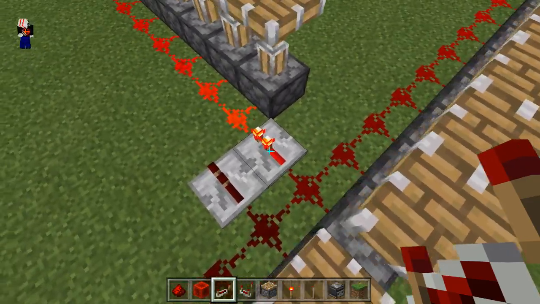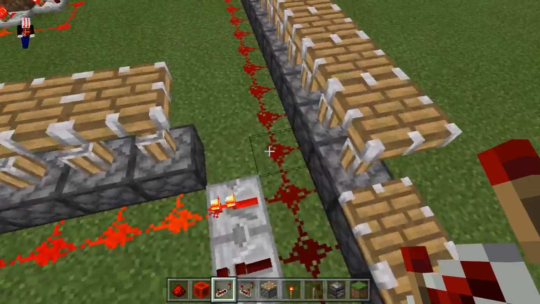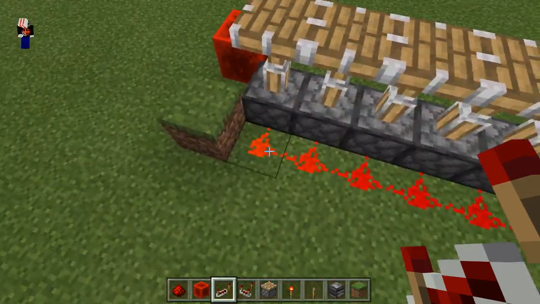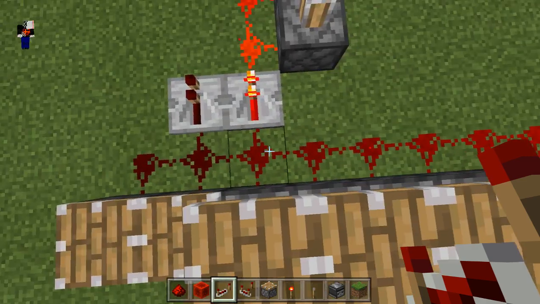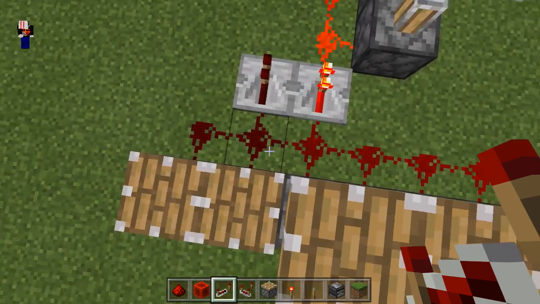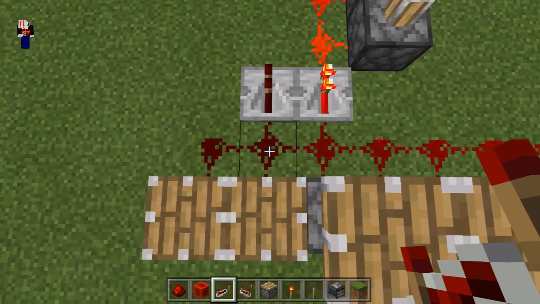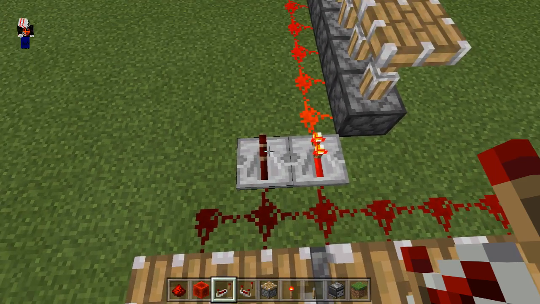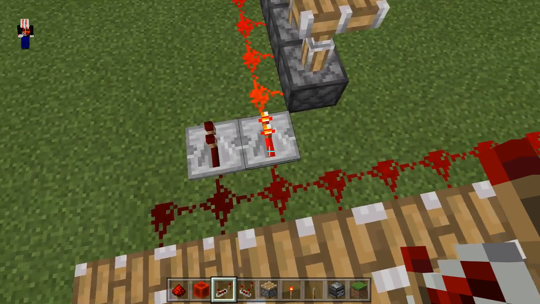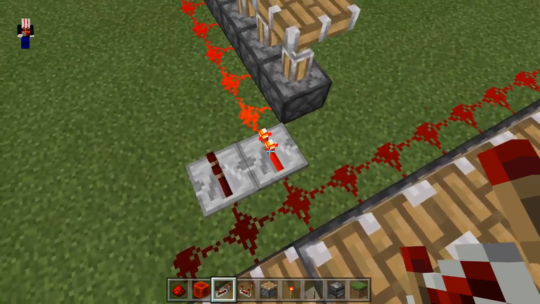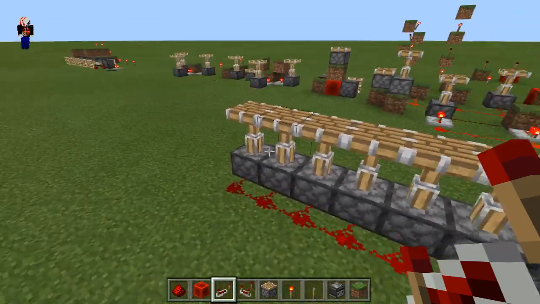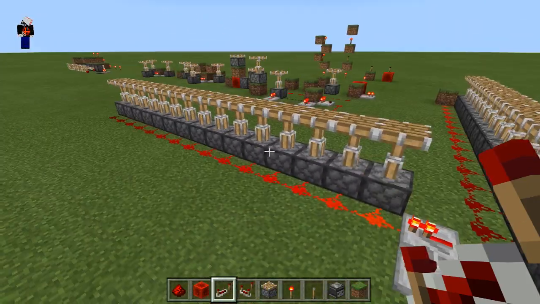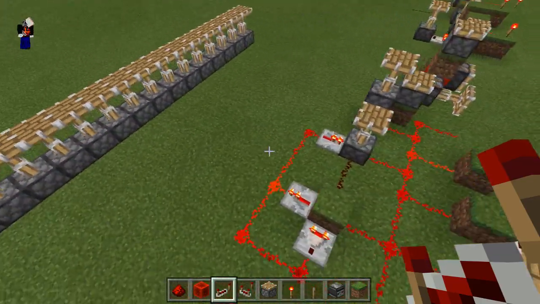So a repeater has to have a signal strength of at least 1. So the strongest signal strength right here is 15. The weakest signal strength right here is 1. This next piece of redstone dust has a signal strength of 0. So this repeater isn't going to get anything. But this repeater picks up that 1 and once again gives you a strength of 15. So I've got another 15 pistons here. As you can see, all of them are powered.